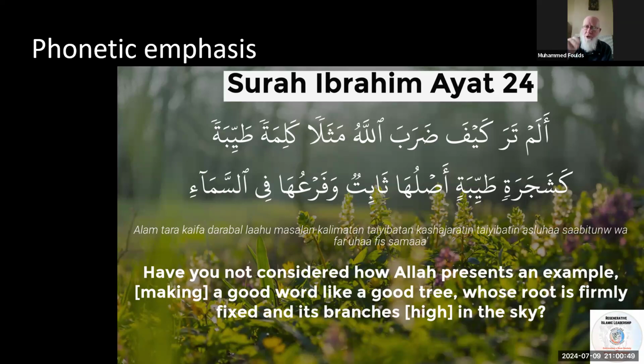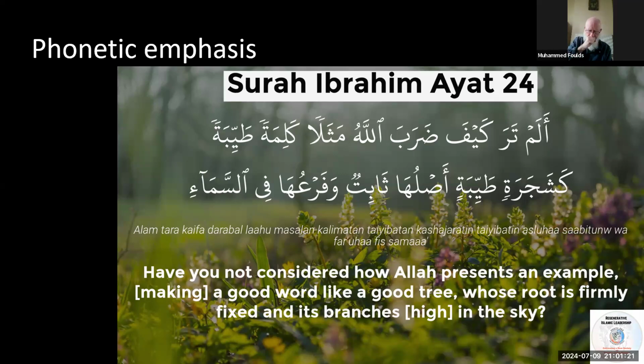But notice how beautifully, if a Qari was reciting this with beautiful tajweed and beautiful melody, alam tara kayfa daraballahu, it flows, it's with harmony, it's beauty, it's effortless. And that's how this mother tree should grow, the seed and the sapling, and it grows and it grows and it grows and it grows. Back to Nazm of the Quran, okay?